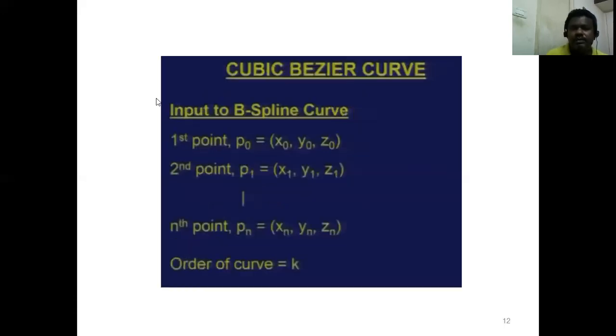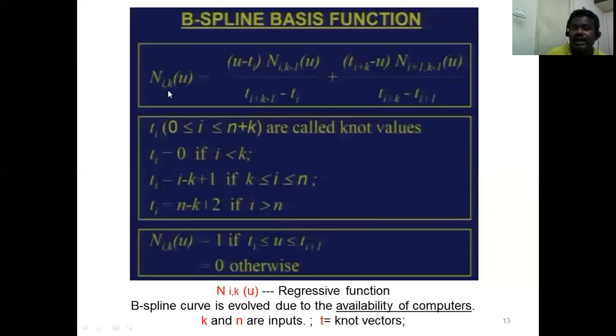So the input to the cubic B-spline curve: the first point is x0, y0, z0, the Cartesian coordinate values. The second point is P1, x1, y1, z1. Likewise, you can have n number of points. The order of the curve is k. Okay, so N i,k is the coefficient of the B-spline curve, given by this expression. This one also you have to remember, no other go. It is highly complex.